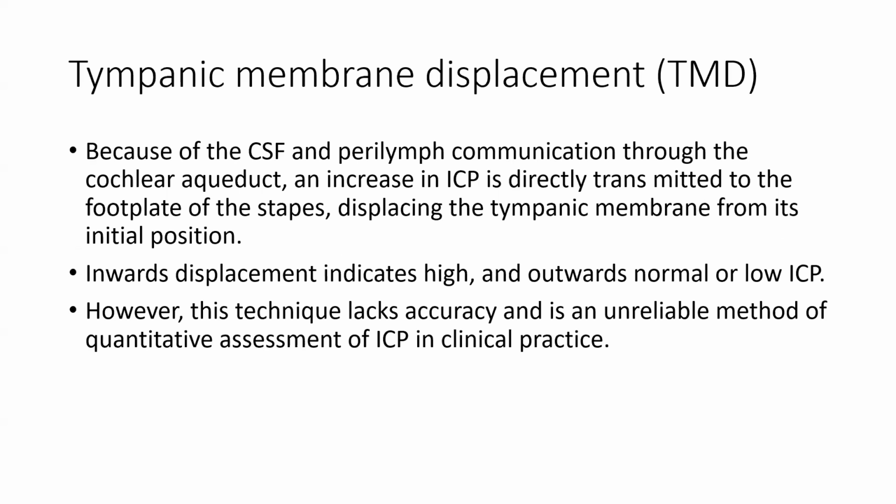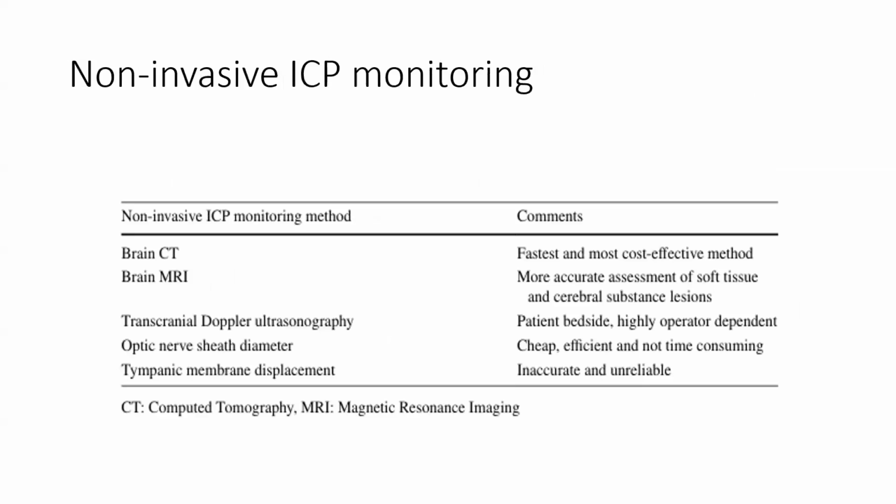Now, tympanic membrane displacement. Because of the CSF and perilymph communication through the cochlear aqueduct, an increase in ICP is indirectly transmitted to the footplate of the stapes, displacing the tympanic membrane from its initial position. Inward displacement indicates high ICP and outward displacement indicates normal or low ICP. However, this technique lacks accuracy and is an unreliable method of quantitative assessment of ICP in clinical practice.